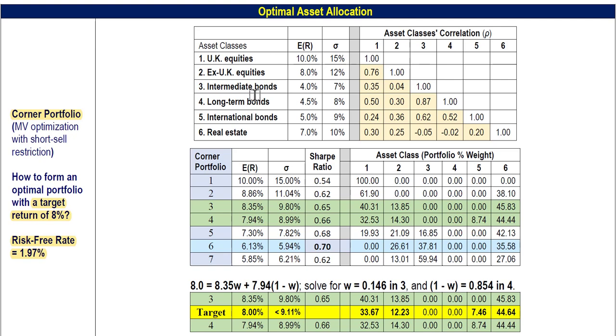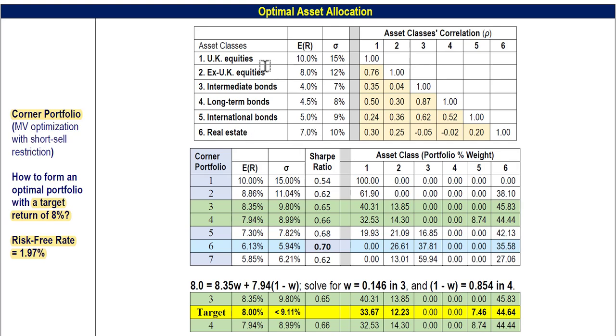First, we need to see the investment population we have. And suppose we already identified 6 asset classes. Suppose this is a UK investor, so starting with the United Kingdom, England equity, domestic equity, all right, ex-UK equity, international bond, long-term intermediate bond inside UK, and the long-term bond and the international bond and real estate.